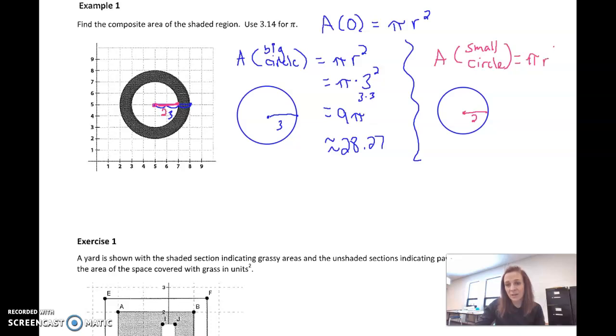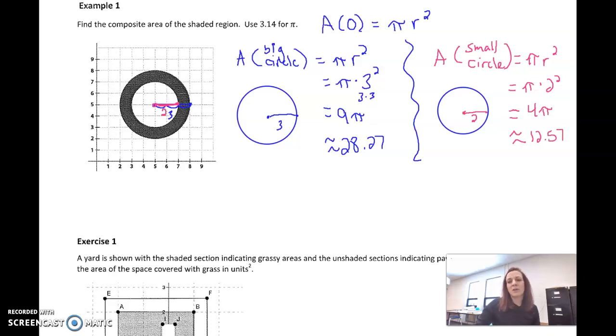Pi times the radius squared. I'm just struggling a little bit here today, apparently. And our radius is 2, because I counted 1, 2. So pi times 2 squared. Well, 2 squared means 2 times 2, 2 2's. And I get 4 pi. And when I type that into a calculator, that should approximately equal about 12.57.